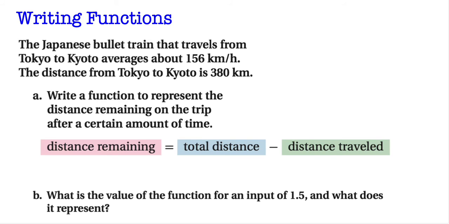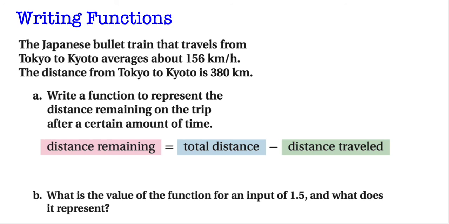Write a function to represent how much distance is remaining on the trip after a certain amount of time. So, if you guys know you have a 400-mile car ride, and you've traveled 100 miles, in your head, you know that there's 300 miles left, right? You got that answer because you did 400 minus the 100 that you traveled. So the distance remaining is how far you have to go minus how far you've gone.